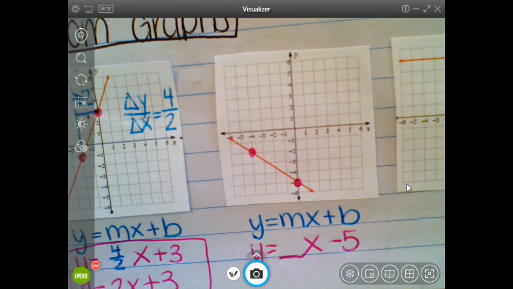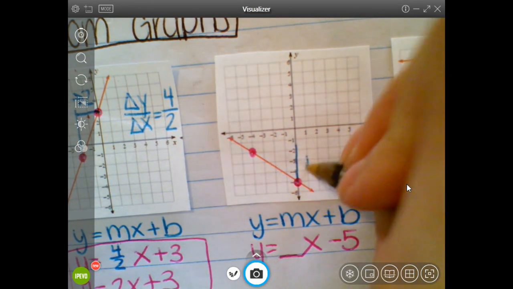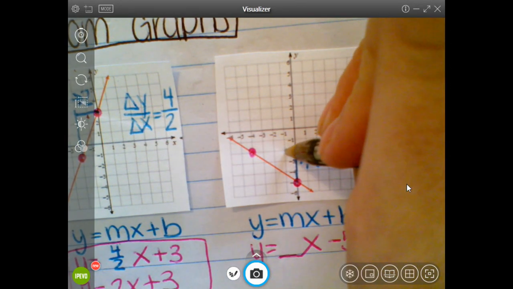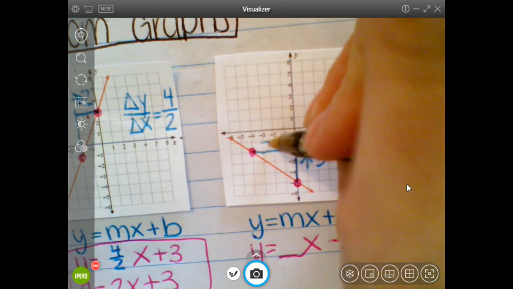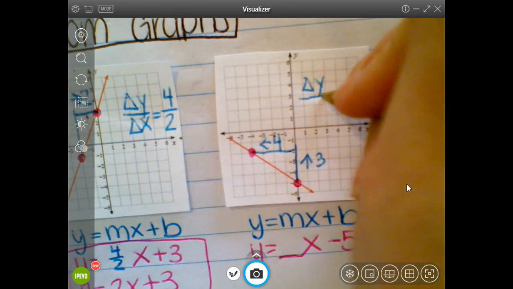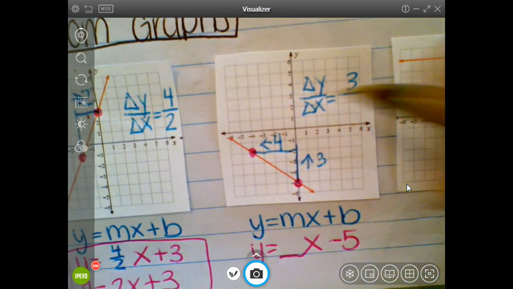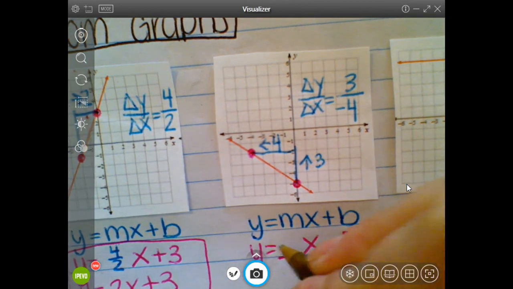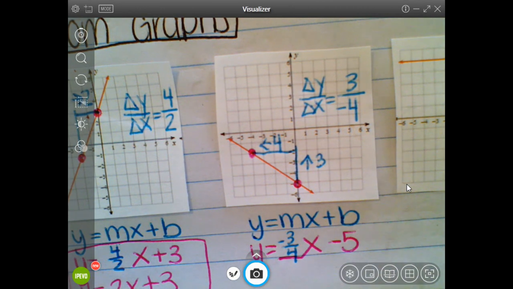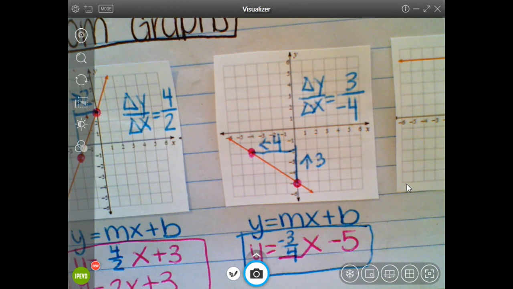Okay, now I do my rise and my run. So I go up 1, 2, 3. And then I go left to get back to the line. 1, 2, 3, 4. So if I do my change in y over my change in x, well, up is positive and left is negative. So -3 over 4. Now this one doesn't change to anything else because 3 divided by 4 is not a whole number.